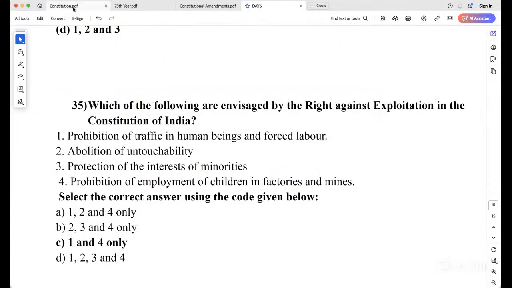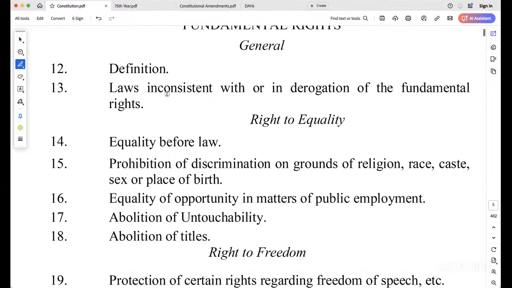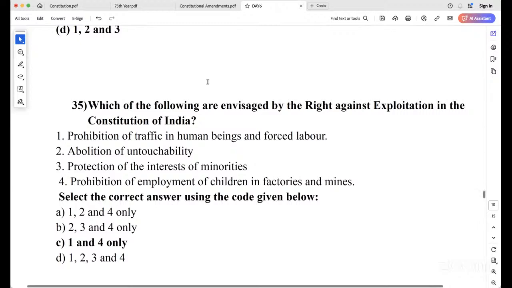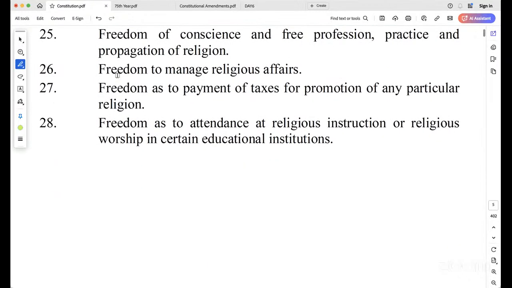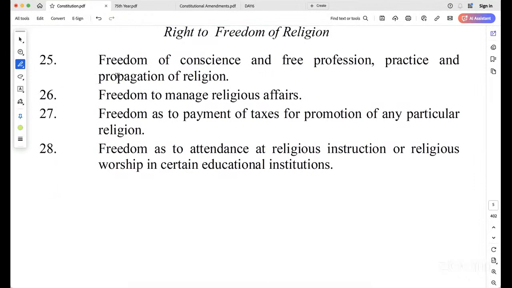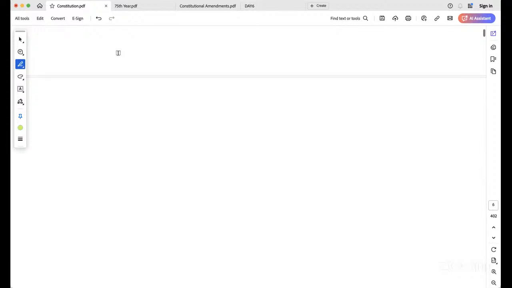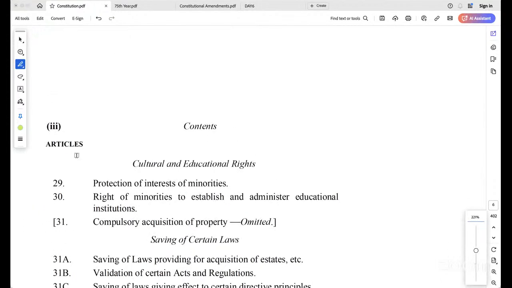Abolition of untouchability, under which heading does that come? Right to equality. Then this one, protection of the interest of minorities, comes under cultural and educational rights. Okay? It comes under a different topic. It will not come under right against exploitation. Understood? Any doubt in this?